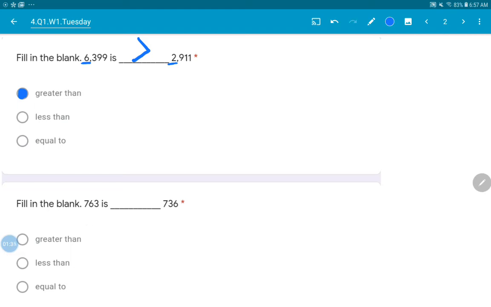763 is greater than, less than, or equal to 736. If I look at my greatest place value, I have 700 and 700. So that doesn't help me. I have to go to my next place value. I have 6 tens and 3 tens. I know that 6 is more than 3. So 763 is greater than 736.